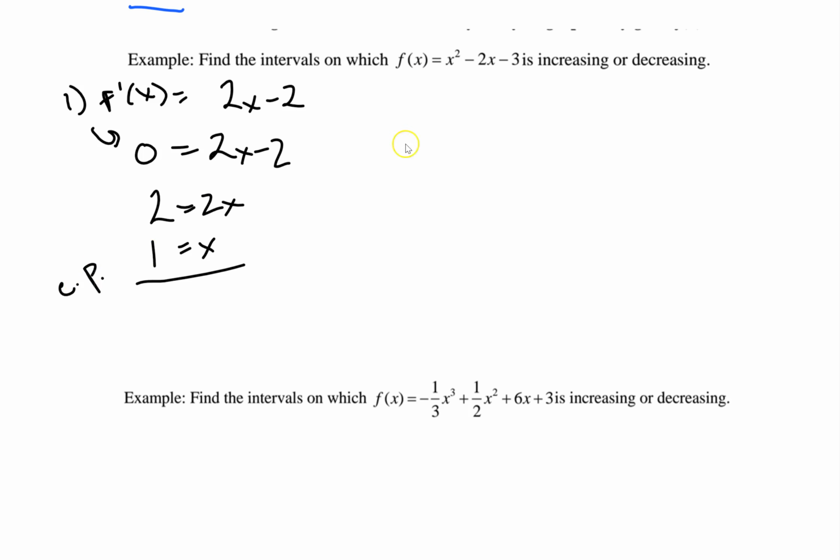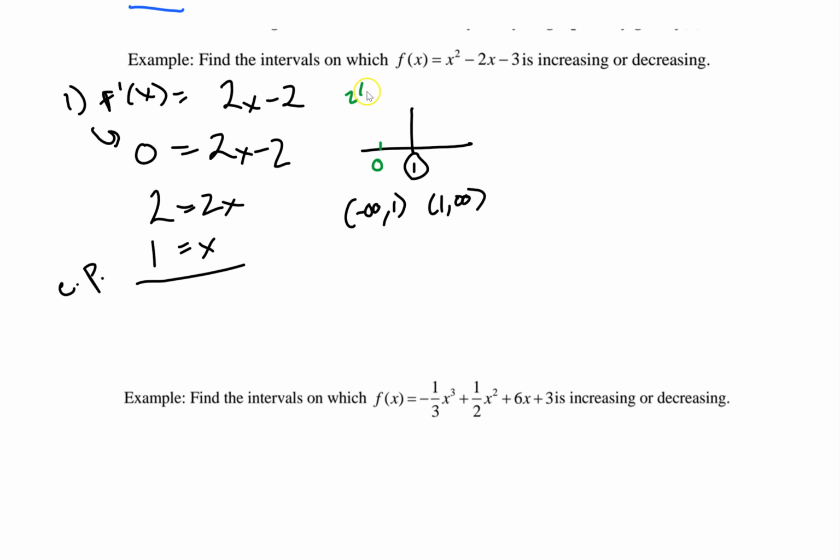And what I'm going to do next is just do a little sign chart. So here's my critical point. Right, what we have here is two options. We have this side, which is the interval negative infinity to 1. And we have this side, which is the interval 1 to infinity. And what we're going to do is pick a test point in that interval. So something less than 1, like 0 is a good choice. And we're going to plug it in.